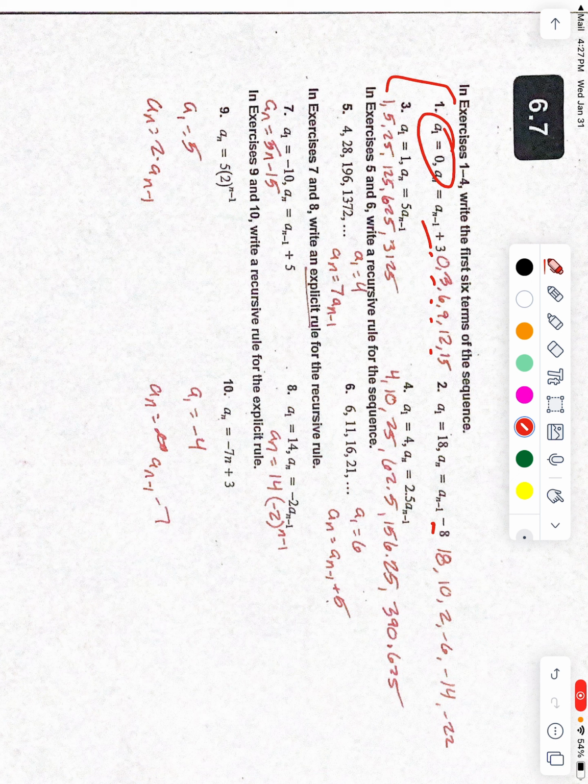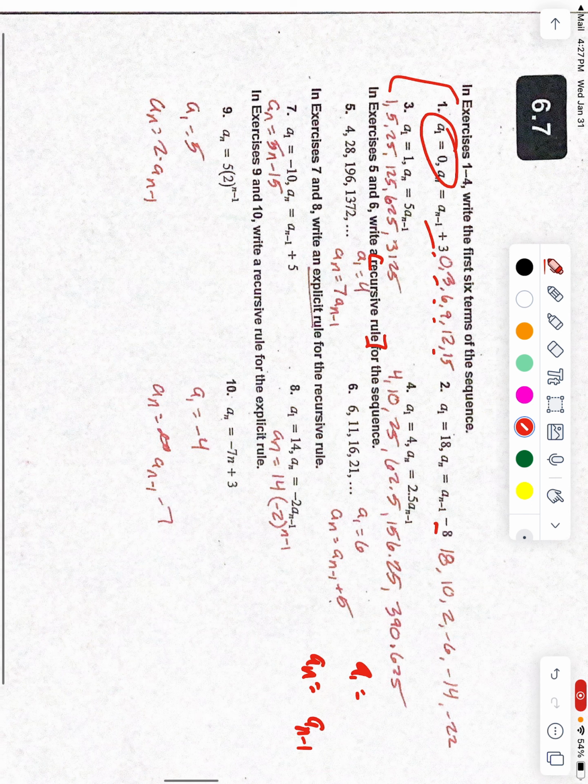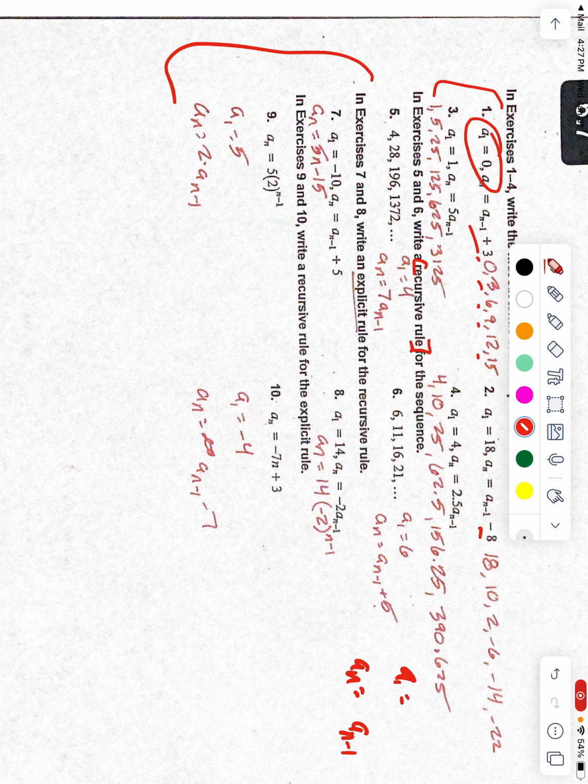A recursive rule would be giving the first term and then saying, okay, how do we get the rest of them? That's where somewhere in here you'll have that a sub n minus 1 notation. I want to make this super, super clear with these, and you can correct this after I talk about this. When we have an explicit rule, recursive always looks like this.